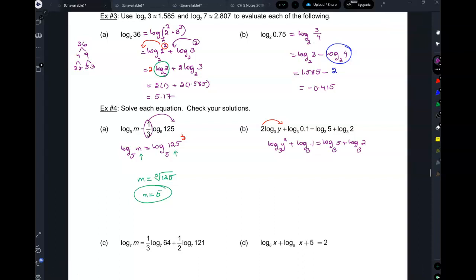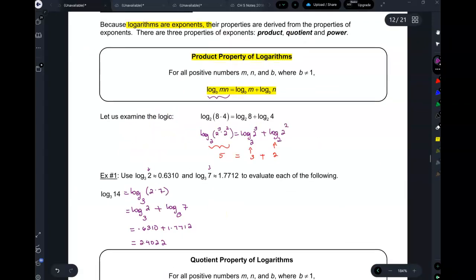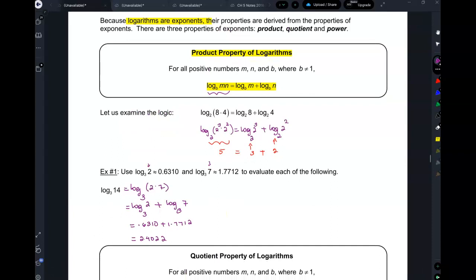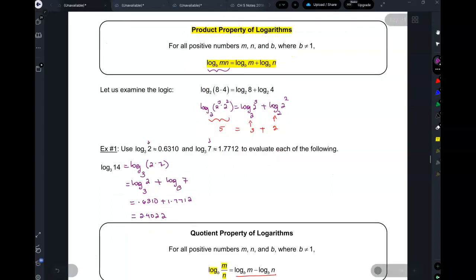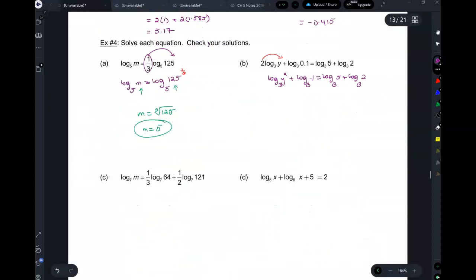Okay, now when we have two things that we're multiplying inside a log, we can separate them as log of one plus log of another. But we can also go in the reverse direction. So if I have log of something plus log of something else, I condense it and I multiply the insides. So take a look at what we're going to do here.